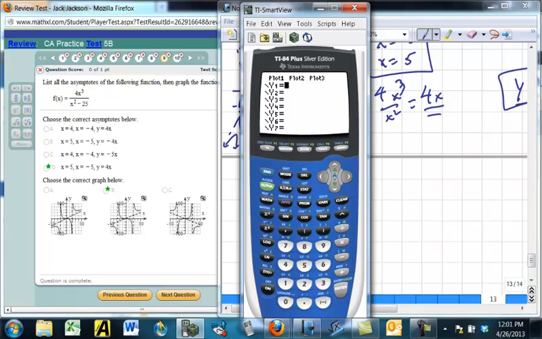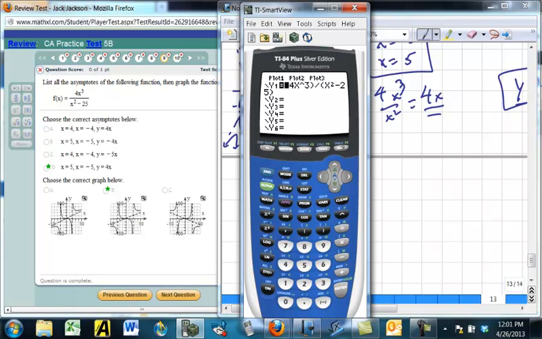Okay, parentheses around the numerator, 4x cubed, divided by parentheses around the denominator, x squared minus 25. And, well, we'll use their window, negative 10 to 10, negative 100 to 100. Negative 10 to 10, that's already in there. Almost there. Negative 100 to 100. Okay, and let's see what we get for a graph. Yep, there we go.